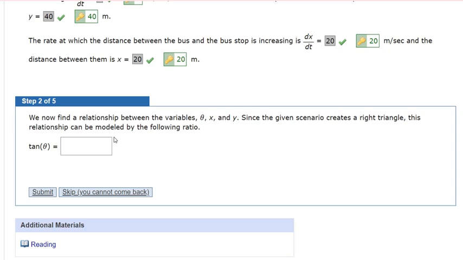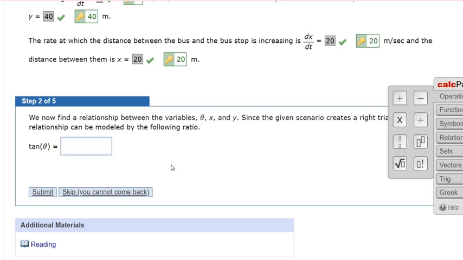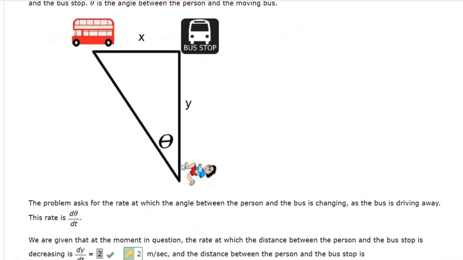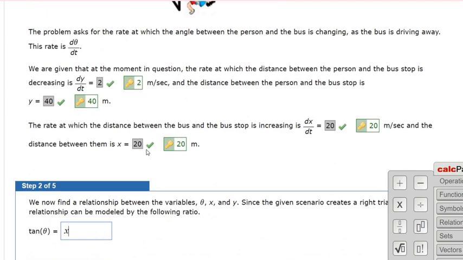But anyway, we now find a relationship between the variables. So that's what I just drew over there. Tangent theta is opposite divided by the adjacent, so x divided by y.